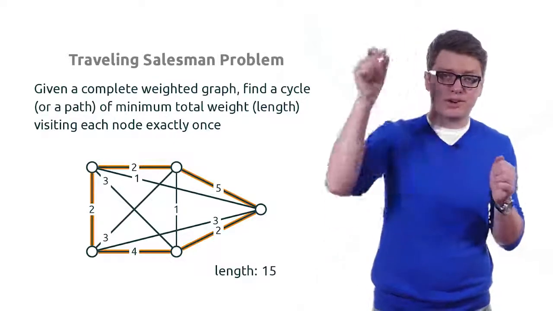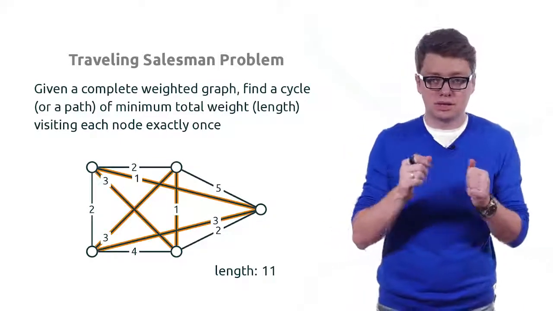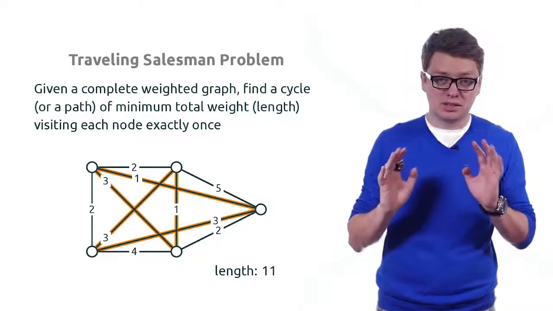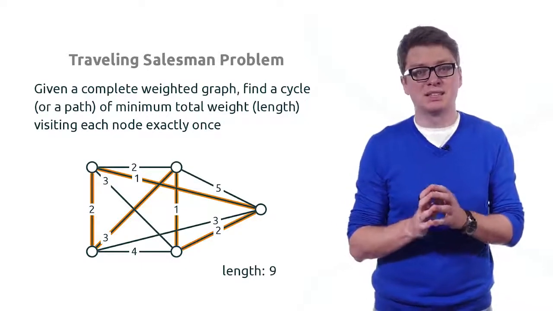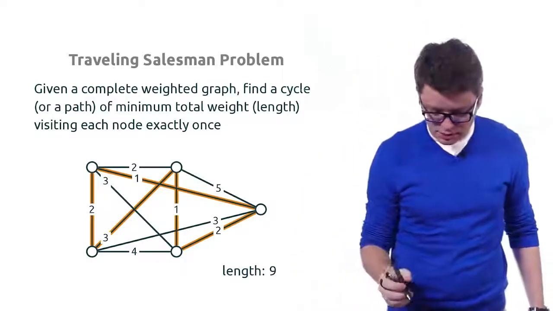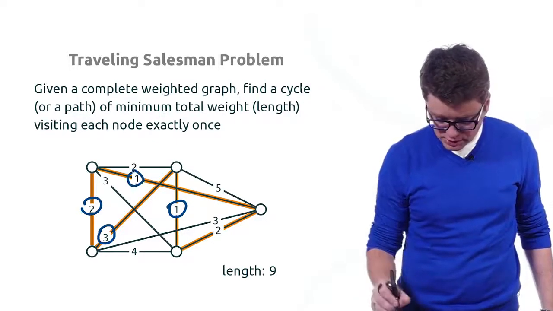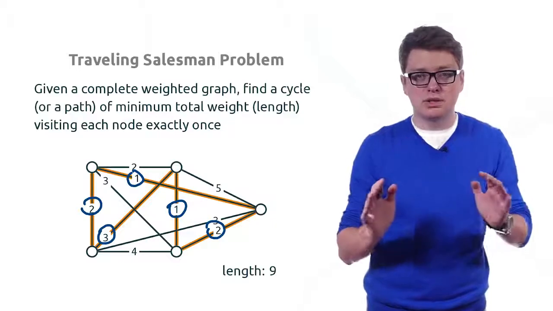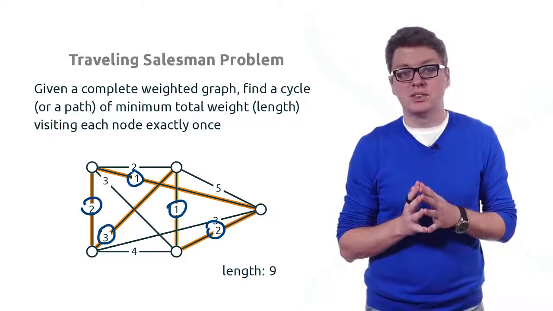For example, if we just go around this graph, we get the total length 15. However, if we visit all the nodes in this star shape, then the total length is equal to 11. And it turns out that even 11 is not the best possible in this case. The best cycle in this case has length 9, and it is shown now on this slide. The total length is computed as follows: it is 1 plus 3 plus 2 plus 1 and finally plus 2. It is not difficult to see that indeed we visit every node exactly once, and there are exactly 5 edges in this cycle.